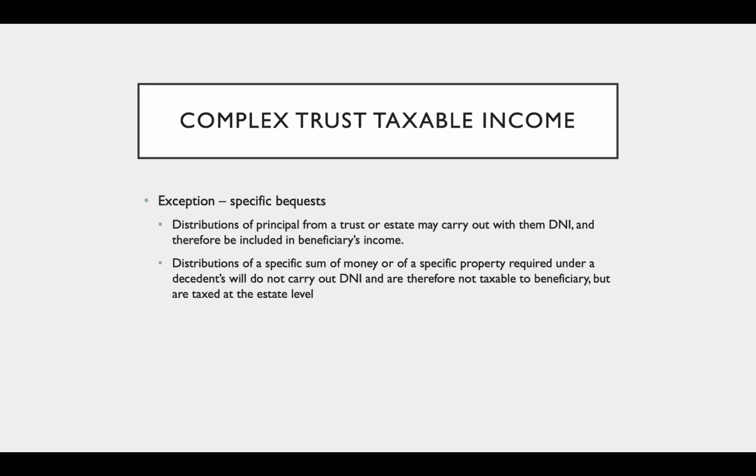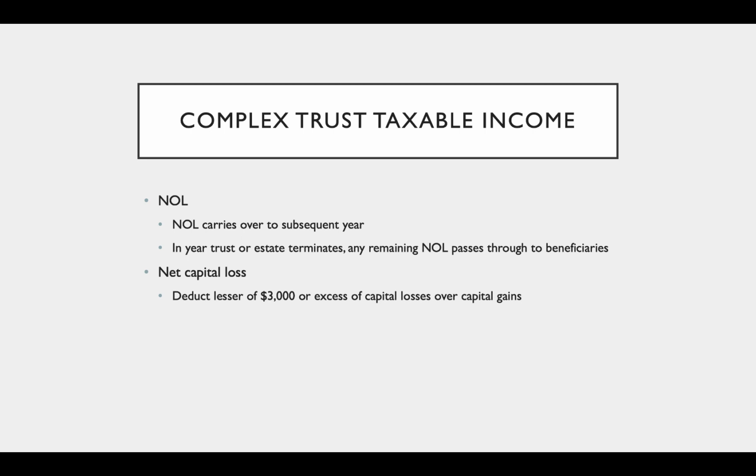And the final exception we're going to talk about is specific bequests. Distributions of principal from a trust or estate may carry out with them distributable net income and therefore be included in the beneficiary's income. But distributions of a specific sum of money or of specific property required under a decedent's will do not carry out DNI and are therefore not taxable to the beneficiary, but they're taxed at the estate level. So specific bequests in a will are going to be taxed at the estate level, not at the individual beneficiary level.